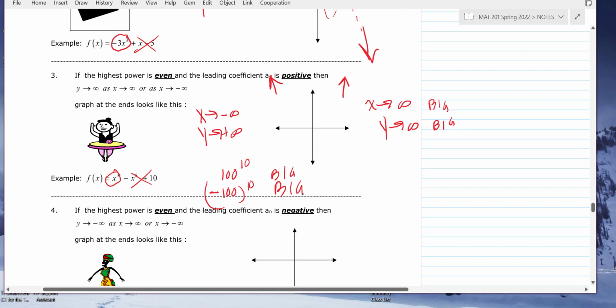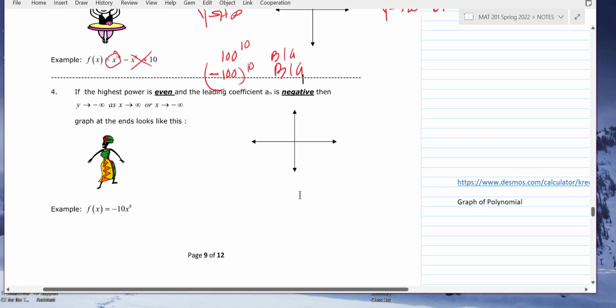it's still big. So really, if you forget this, you just look at the highest power, plug a big number in, plug a small number in, and that'll tell you how the endpoint behavior goes. All right, and the last case is this dancing lady here.